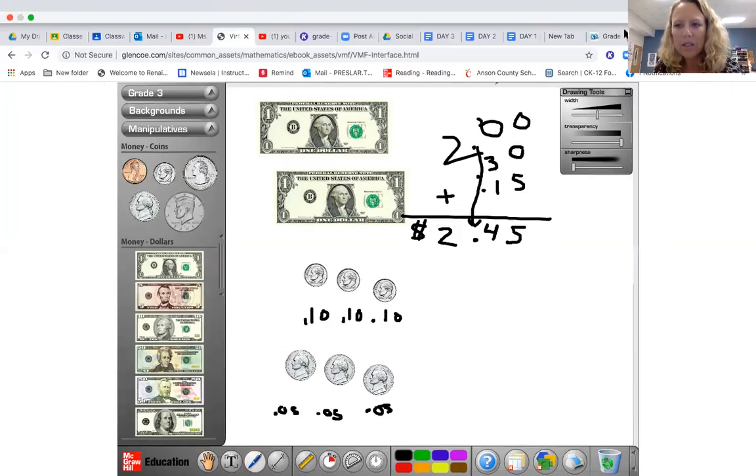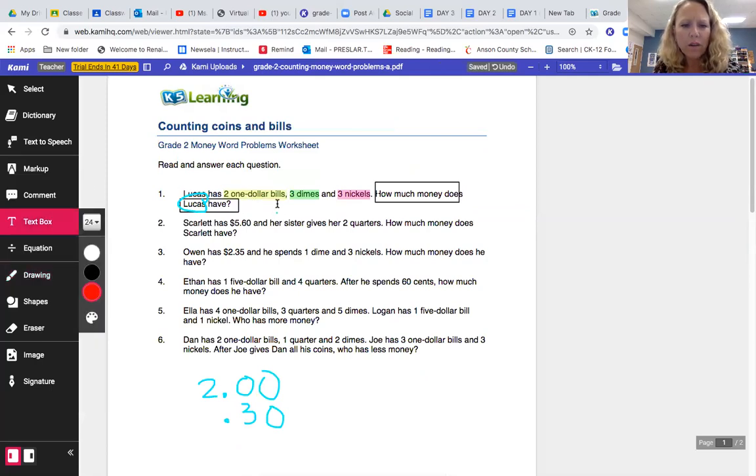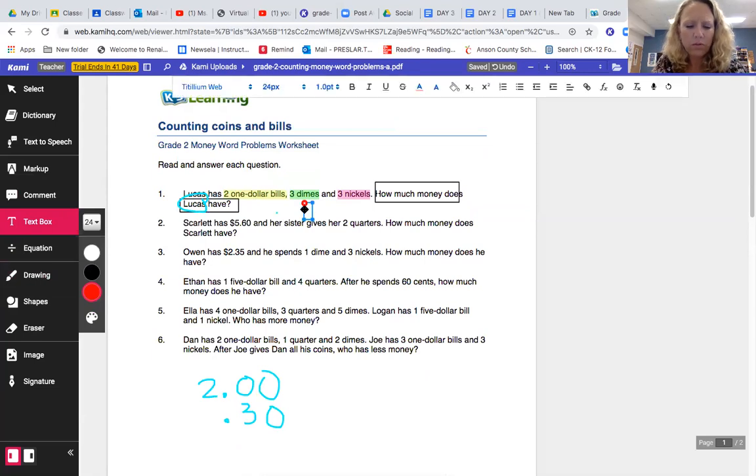Then I can go back to my Kami document, and I could actually type this. I can write it, whatever makes you more comfortable. $2 plus 30 cents plus 15 cents equals $2.45.